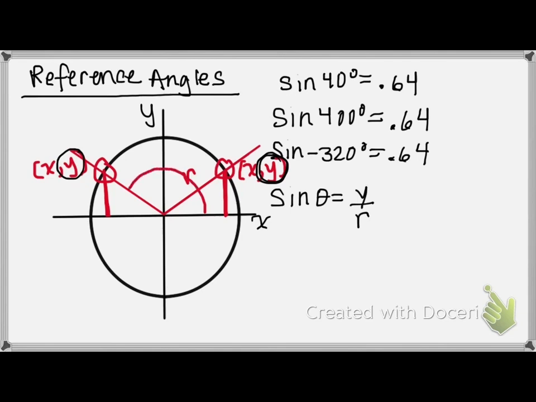I bet you could figure it out. Think about it for a moment and see that you'd be able to say that the sine of 140 degrees has the same y coordinate as the 40 degree angle. So it's also going to be 0.64. So I'm going to be able to say that the sine of 140 degrees is 0.64.